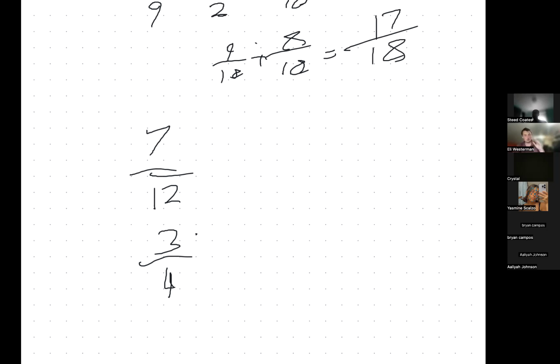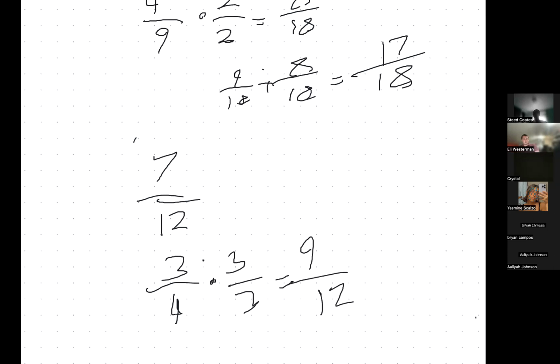Okay, I got some answers, so I'm going to work it now. When I look at these, 4 goes into 12, so I can multiply this one by 3/3, and I can get 9/12. So then I have 7/12 and 9/12 for my answer. Sorry, I did that wrong.